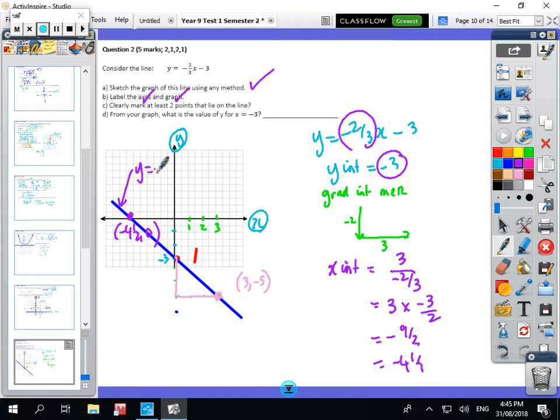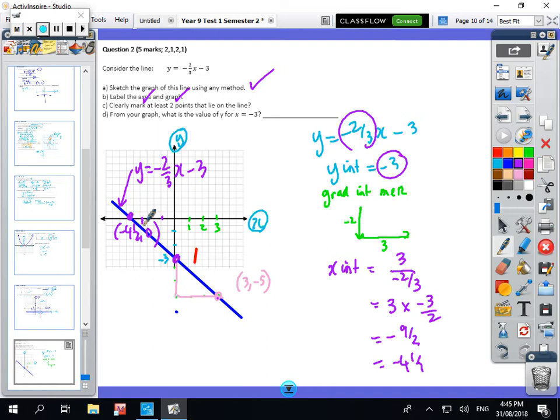So y equals minus 2/3 x minus 3. I've labeled the graph and clearly marked the two points. From your graph, what's the value for y equals minus 3? Well, minus 3 is 1, 2, somewhere around there.